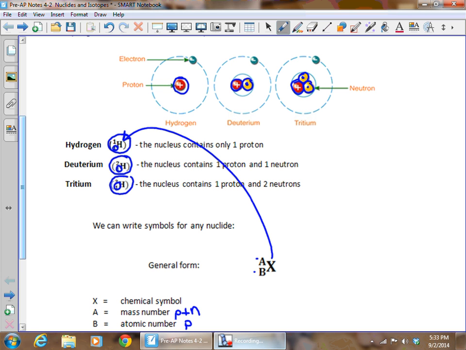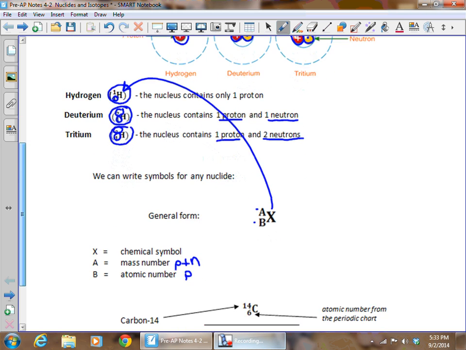So the only difference in those isotope nuclide symbols is the top number, and that's because it refers to the mass number for that particular element. Since deuterium has 1 proton plus 1 neutron, the mass number is going to be a 2. Since tritium has 1 proton and 2 neutrons, the mass number is going to be a 3. I kind of obscured those a little bit by my circles, but you see what I mean. That's what it refers to.